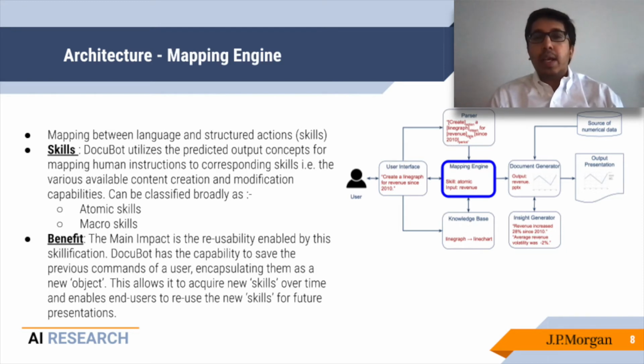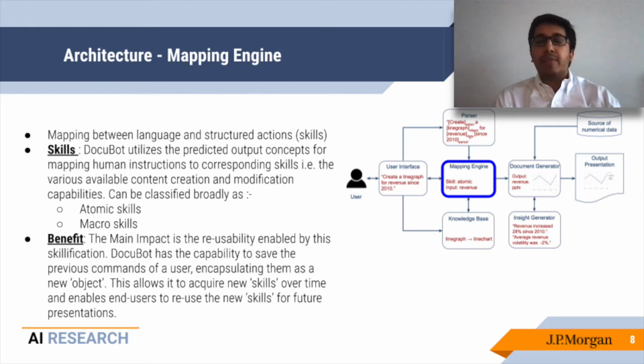The mapping engine is an important component of Docubot, which actually maps the input language to a set of structured actions which Docubot can perform. We call these structured actions skills, and skills are nothing but the various available content creation and modification capabilities of Docubot. Broadly, we can classify skills into two types: atomic skills and macro skills. Atomic skills refer to the ability of Docubot to create or modify the content present in a single slide or a single task. Macro skills are the capability of Docubot to make changes to the entire presentation or even 10 to 20 slides of a slide deck at a time.